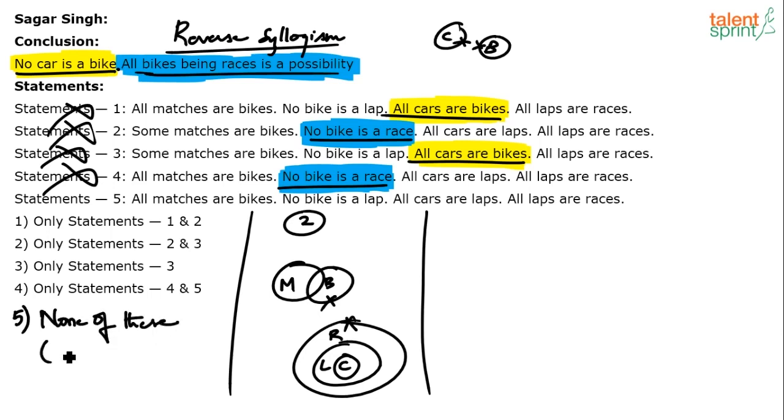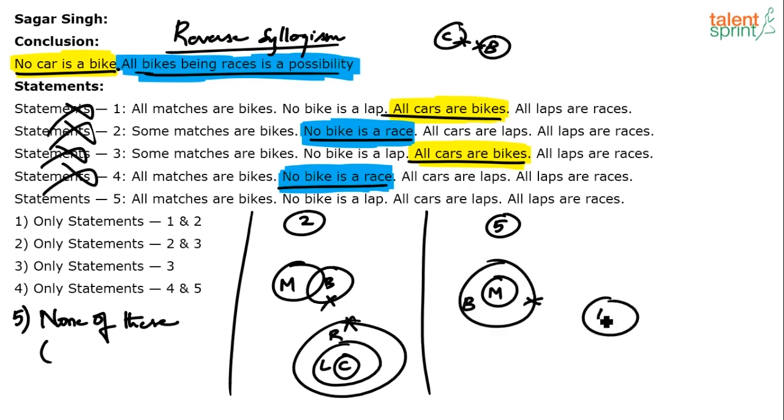Because the correct answer could be statement 5. Let me check if statement 5 gives you the answer. All matches are bikes. No bike is a lap. All cars are laps. All laps are races. Yeah, that's the diagram for statement 5, right?